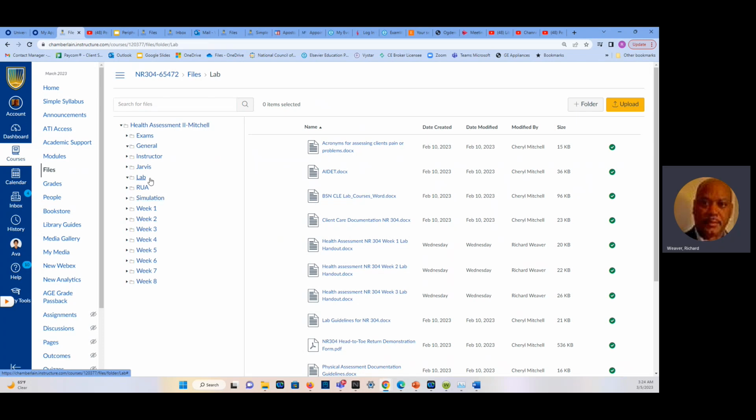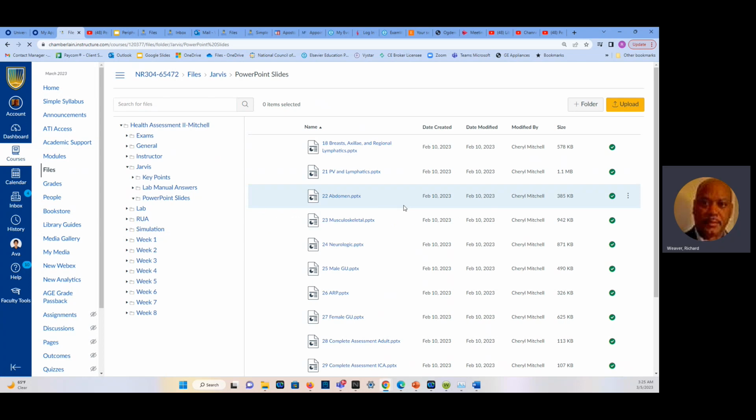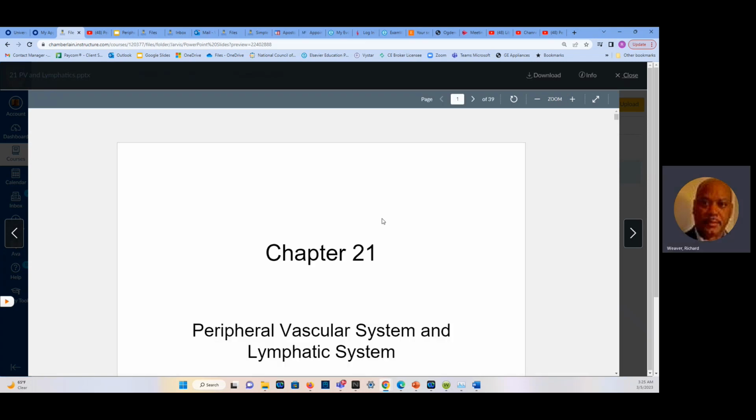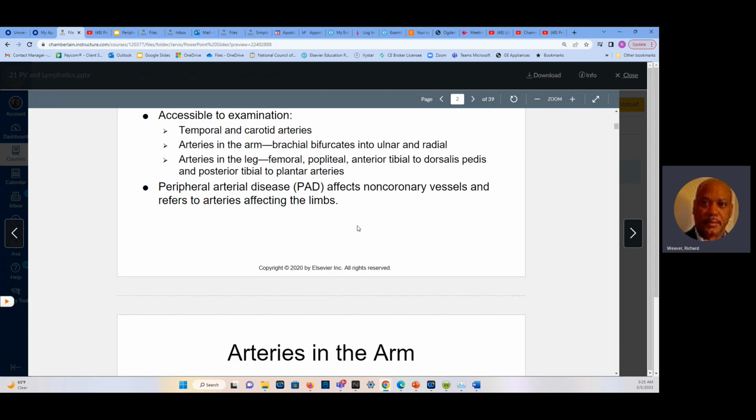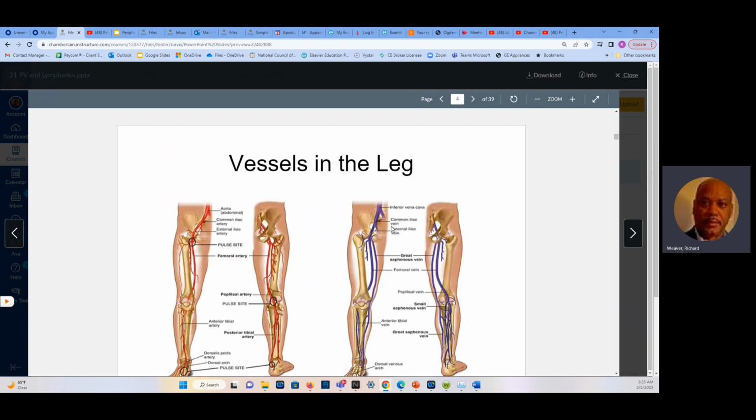And actually, I like the fact that, on the Jarvis, you have your key points here, which can really be pretty good. And on the PowerPoints, Dr. Mitchell posted all of the PowerPoints for you, like here. They don't have any notes like mine do, but they're good to look at, if you want to look at these.